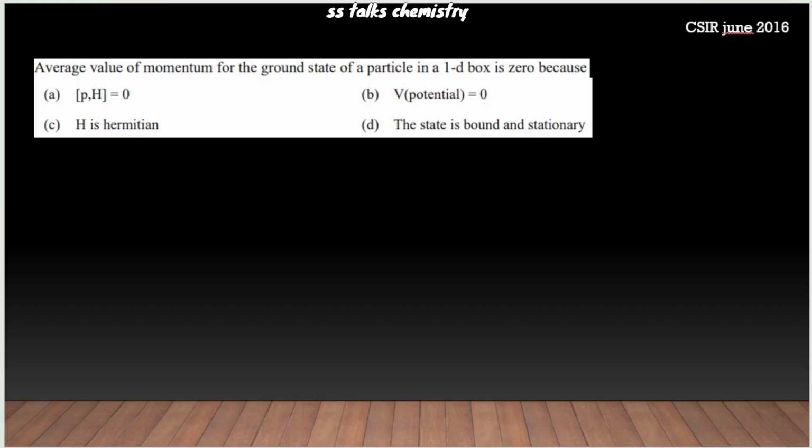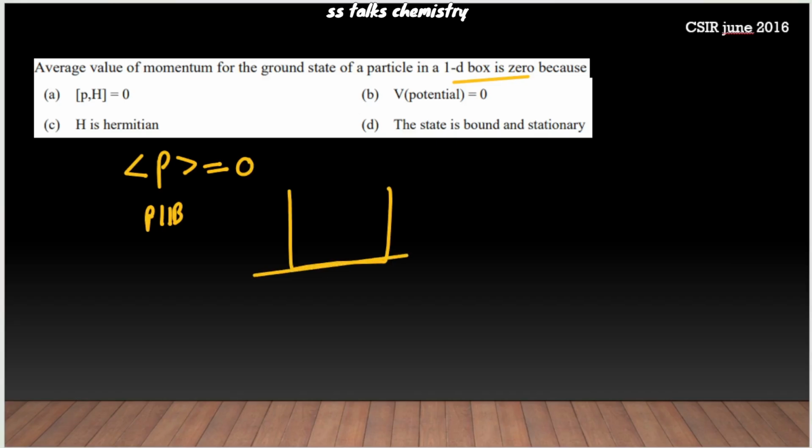Next, the average value of the momentum for the ground state of a particle in a 1D box is 0. Why is it so? What we have is the average value of the momentum for a particle in the 1D box. This value is equal to 0. Why is it so? Suppose the particle you are considering has the length 0 to L, right? The potential inside the box is 0 and the potential outside the box is infinite.